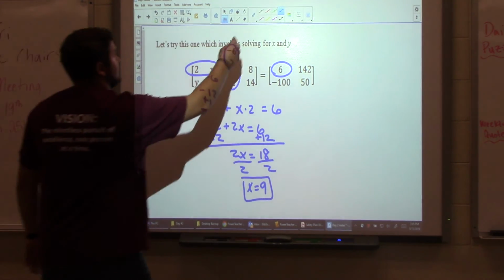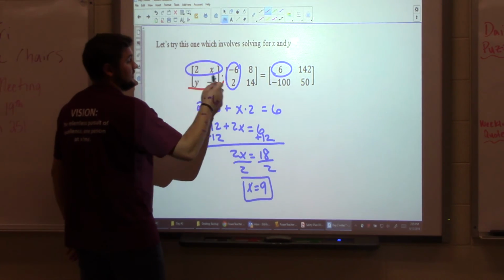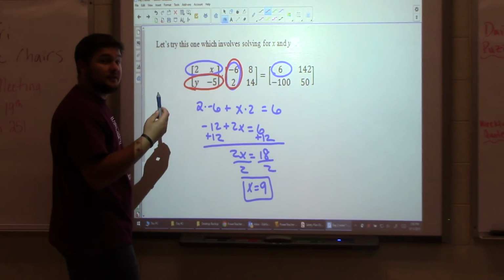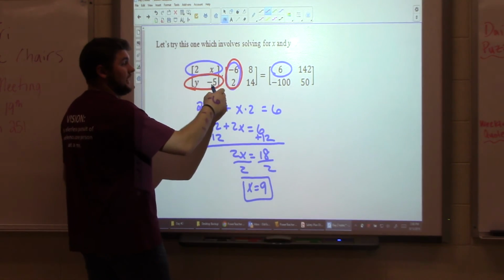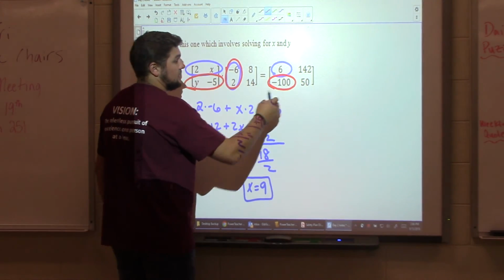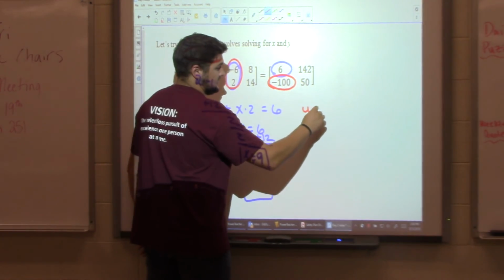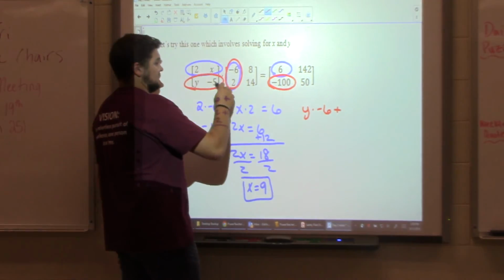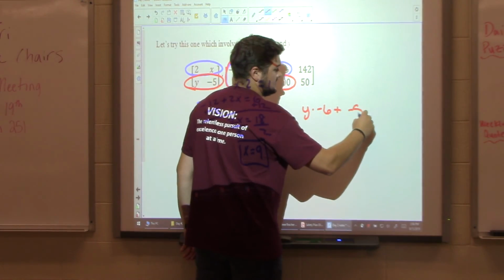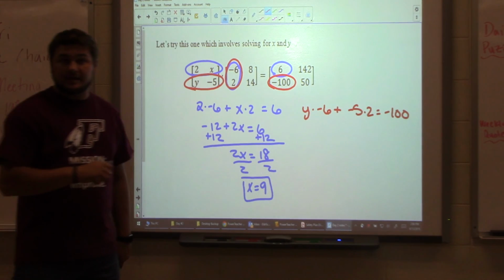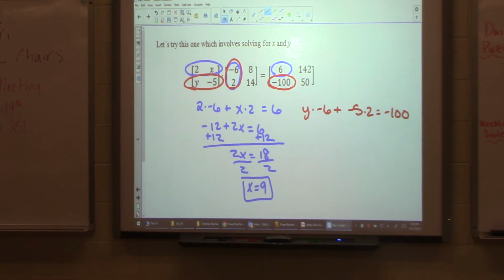Same thing for y, except I'm going to take the row that has y in it, multiply it by a column that does not have any variables in it, and the bottom left, negative 100, is what it should equal. Well, y times negative 6 plus negative 5 times 2 is going to equal negative 100. Does that make sense? Why we took those different pieces? Do you have any questions on that?